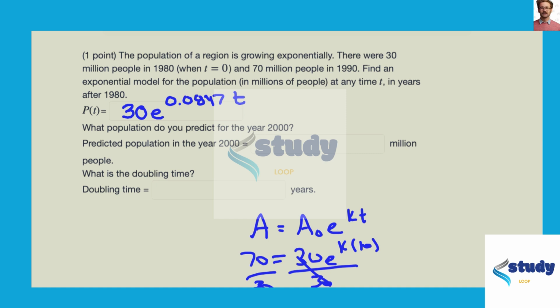So what population do you predict for the year 2000? That would be P of 2000, which is 20 years from 1980. So that'd be P of 20.